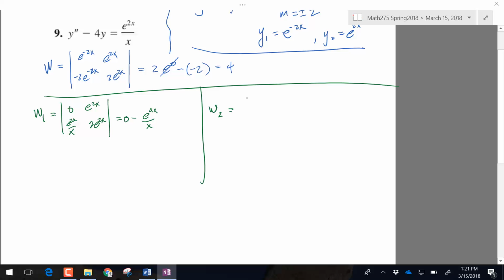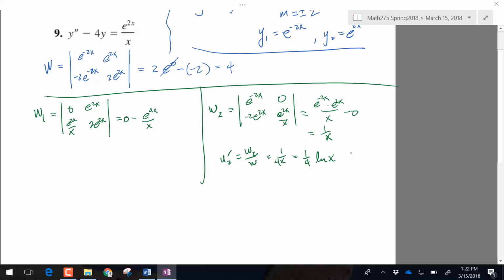Let's figure out what W2 is, and hopefully this will be easier. We got e to the negative 2x, negative 2e to the 2x. The first column remains the same. Our second column changes to whatever f of x was, e to the 2x over x. And then we have, again, e to the negative 2x times e to the positive 2x. That's going to give us a 1. And so this is just going to be 1 over x. Let's integrate W2 first, because it's easier. U2 prime is equal to W2 over W, and that's equal to 1 over x over 4. And because our W is equal to 4, let's pull the 1 over 4 out, and then ln x plus c.